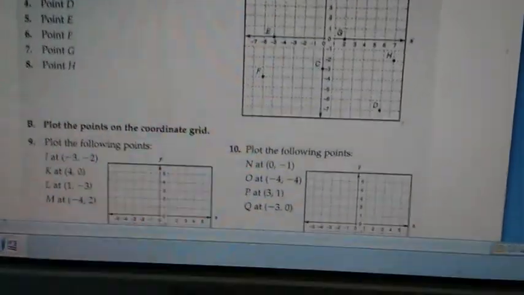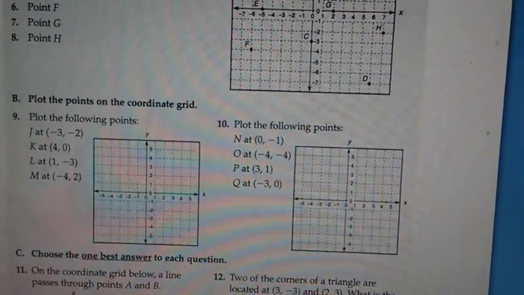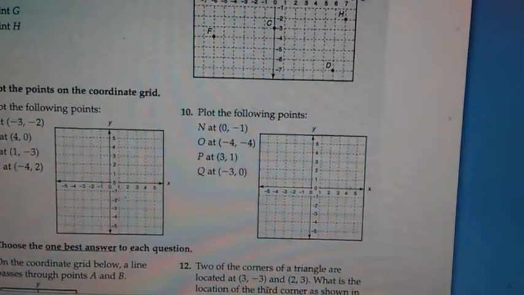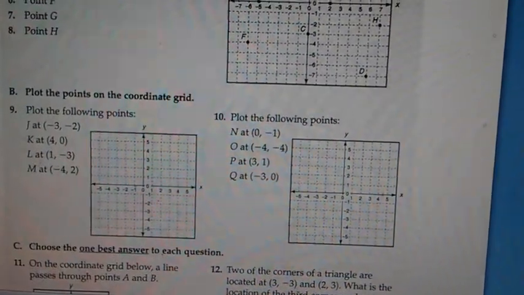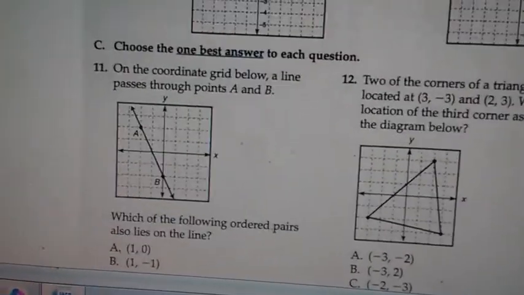Well, let's go down to the bottom here, see if that's a little harder. This is still simple. Plot the following points. You plot those points. Number 10, plot the following points. And again, it's pretty much the same thing. Now let's go down to number 11. Okay, now we're seeing something like a line. That's the first thing they're doing, lines, which is what we're going to be working a lot with, drawing lines on a coordinate plane.